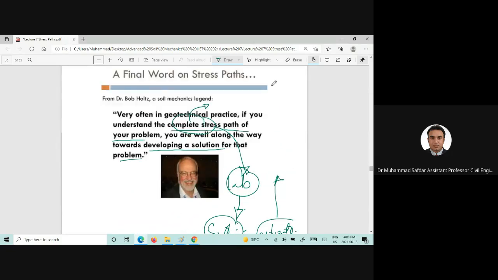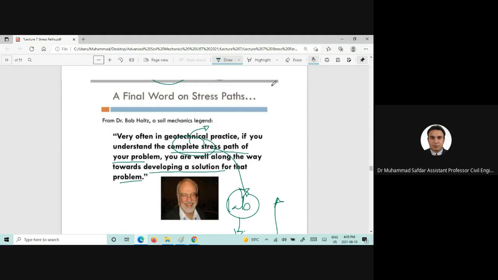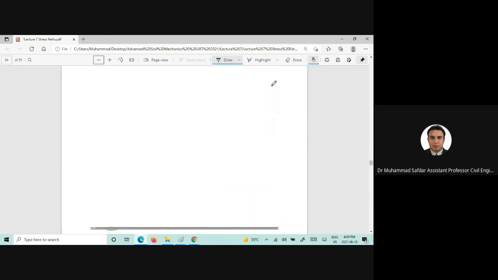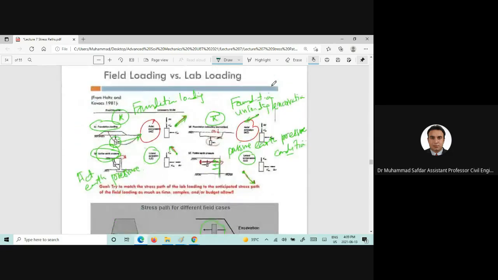So if you read it again, you will know that very often in geotechnical practice, if you understand the complete stress path, whether this stress path, let me clear that out if I can.